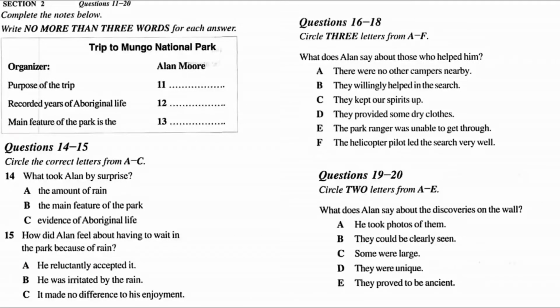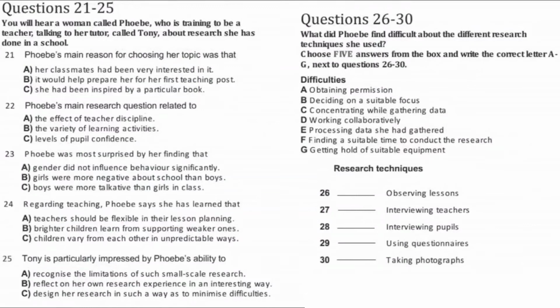This is the end of Section 2. Now you have half a minute to check your answers. Now turn to Section 3. Test 1. Section 3. You will hear a woman called Phoebe, who is training to be a teacher, talking to her tutor called Tony about research she has done in a school. First, you have some time to look at questions 21 to 25.